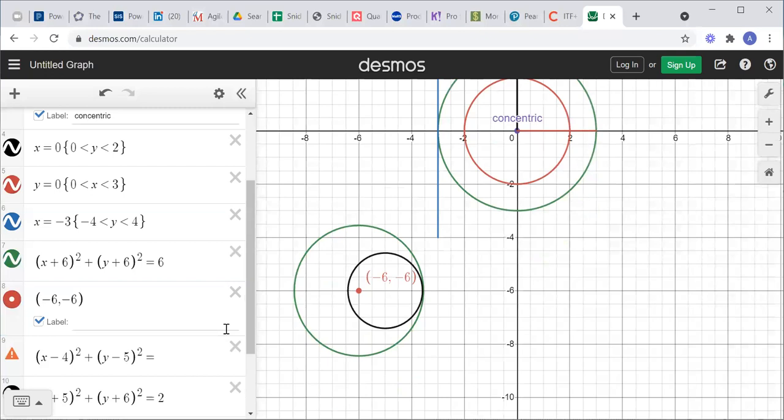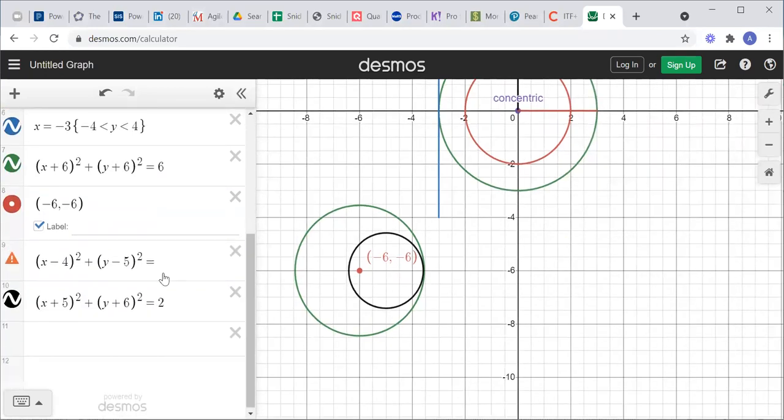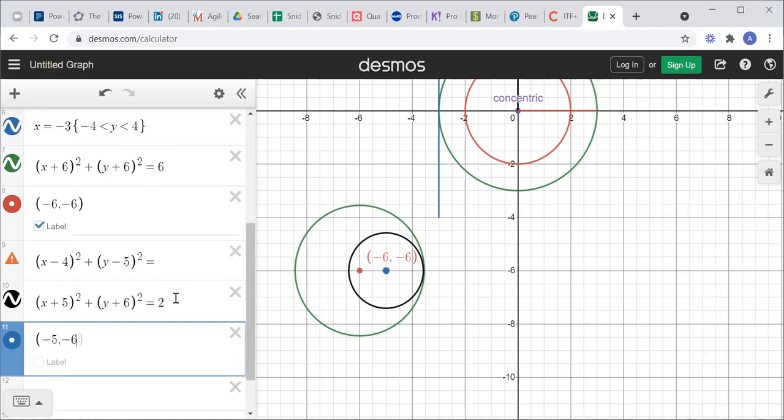So then I'm also going to draw the center of the second one, the black circle. Since I have x + 5, minus times minus gives me plus, so the x component is going to be -5. And for the y component, since I have +6, minus times minus is plus, so I'm going to have -6 as well. You see the center of the second one. The blue one is the center of the black circle. But what do you observe?